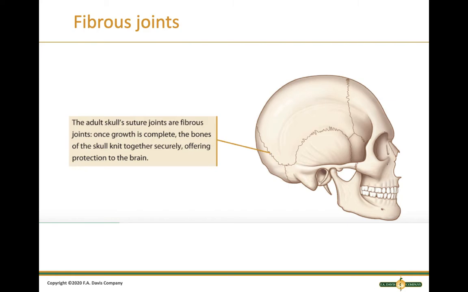There are three basic structural types of joints. The first is fibrous, so this is a suture in the skull. These are made of fibrous tissues. These are very strong but don't allow any movement.